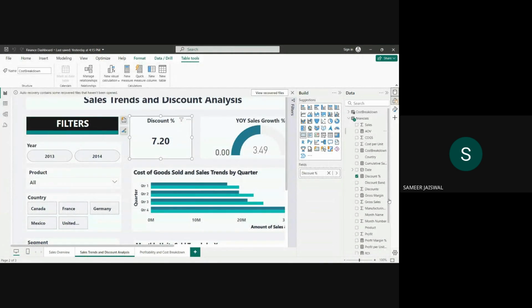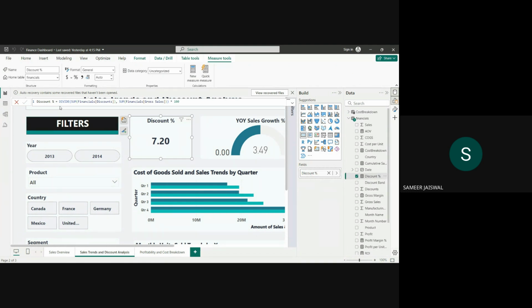And if I talk about the discount percentage, we have also incorporated this. In this, we have found the consolidated amount of the discount which we have given, and we have taken the gross sales as the base value and divided by it, and multiplied it by 100 to get the discount percentage.